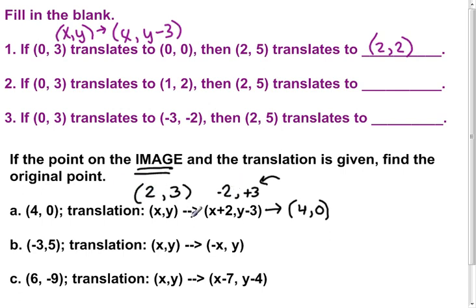Alright, so let's double check this. If I take 2 and add 2, I get 4. 3 minus 3 is 0. So this was my original point. And again, try the next 2, and I want you to compare it with the people in your group.